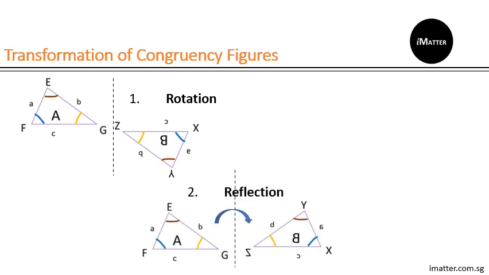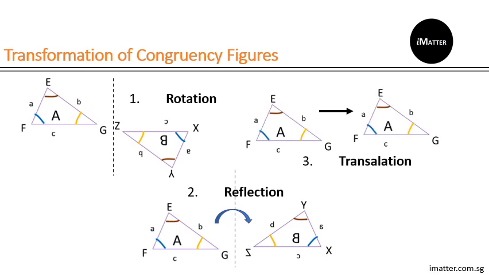The second combination I would like to show is reflection, where there's a plane of symmetry. The third combination is translation. Basically, the image replicates to form another congruent figure.